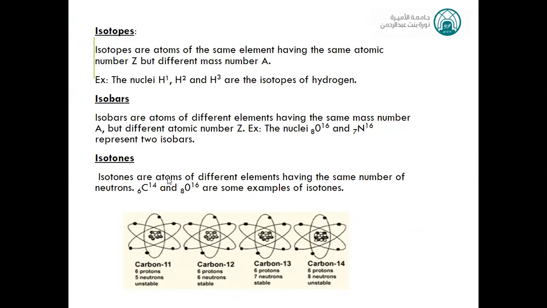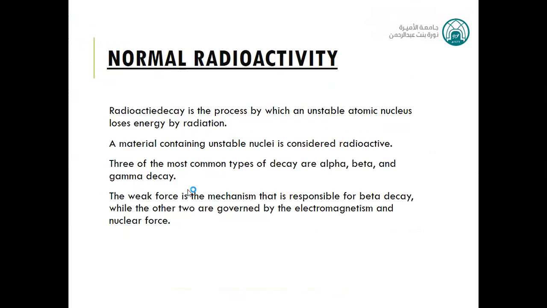The third one is isotones. Isotones are atoms of different elements, having different mass number and different Z number, but having the same number of neutrons, like carbon-14 and oxygen-16. All of them have the same number of neutrons.